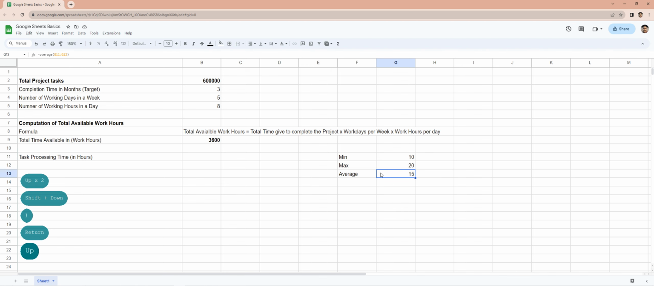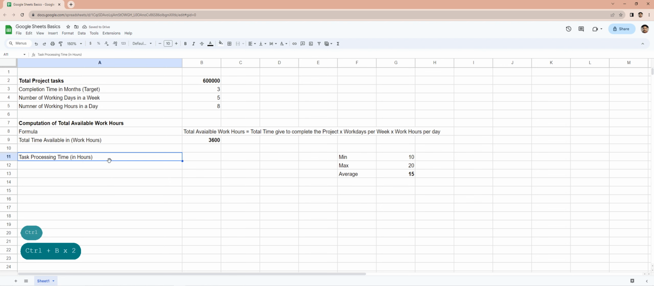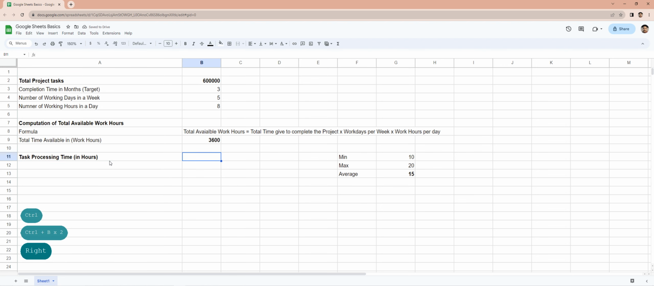Now let's say the average time it takes to process a single task is 15 minutes. This time is in minutes. If we have to compute the task processing time in hours, we will have to put in the formula: average number of minutes per task divided by an hour, or 60 minutes. Let me write it here.